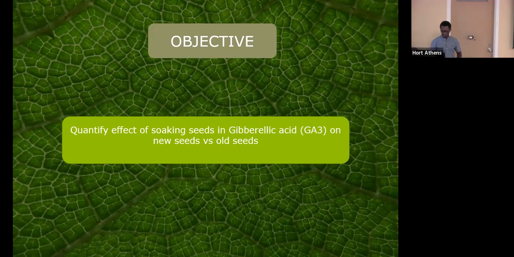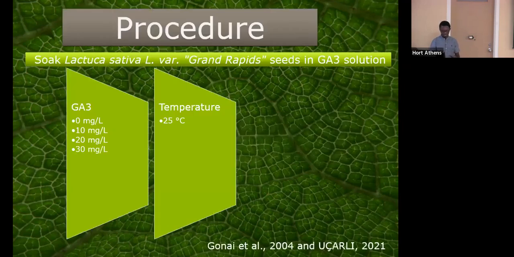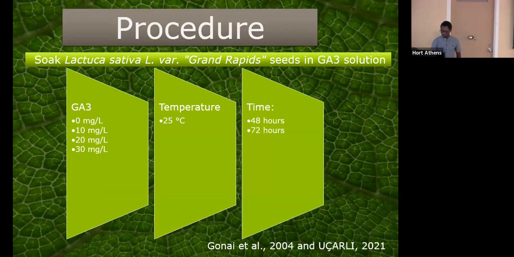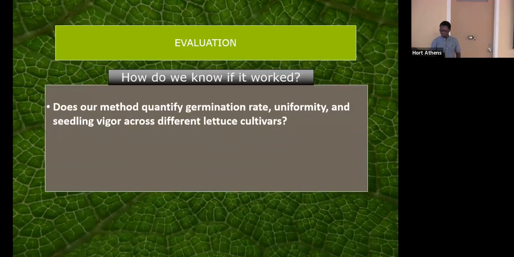This is because gibberellic acid, as we've seen, can break dormancy, but at a very early stage it also helps cell elongation. So that early boost in growth, we hope, would give us more potential. And so we will soak seeds in different gibberellic acid concentrations at 25 degrees for 2 and 3 days. After that, we will sow seeds and take images as we did in the previous studies.